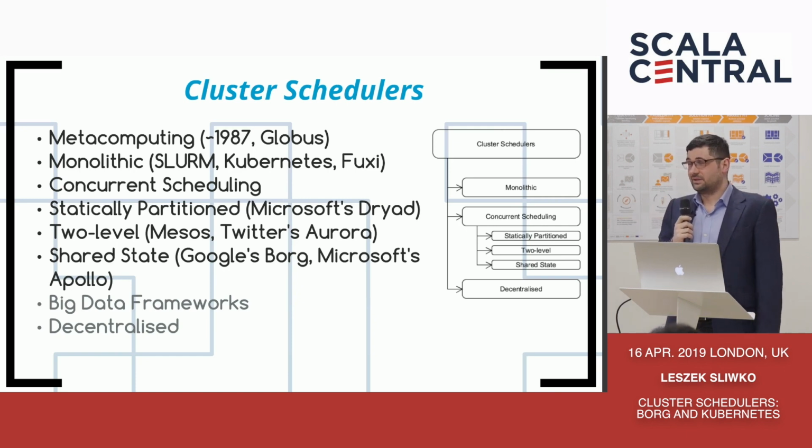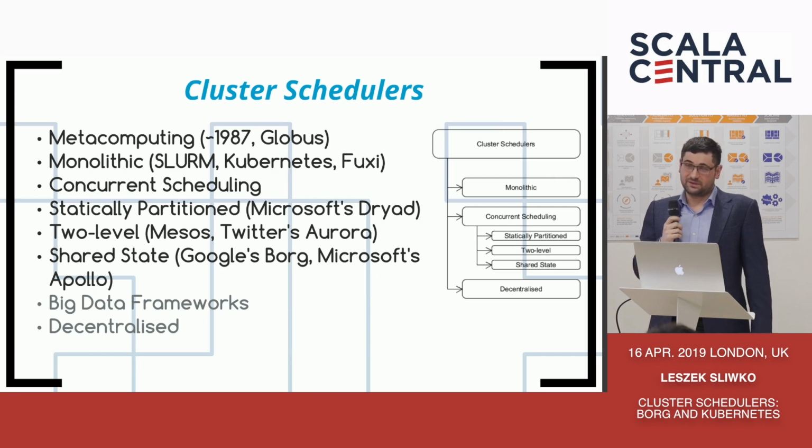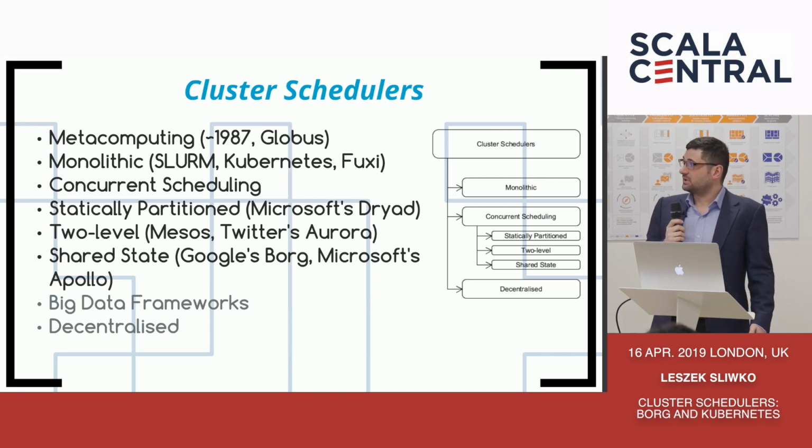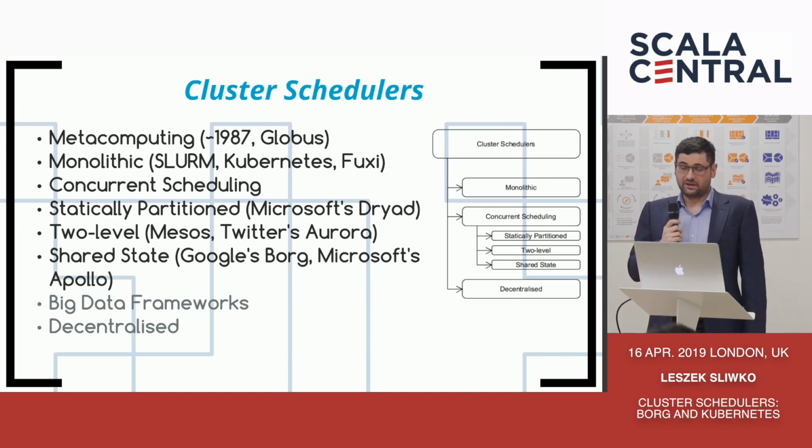This didn't scale that much. You can run about 5,000 nodes in this architecture. Alibaba Fuxi claims to have about 10,000 nodes. You cannot really verify that. However, this is probably the scalability limit. Next comes Microsoft Dryad. What they said was, all right, we have 20,000 nodes.